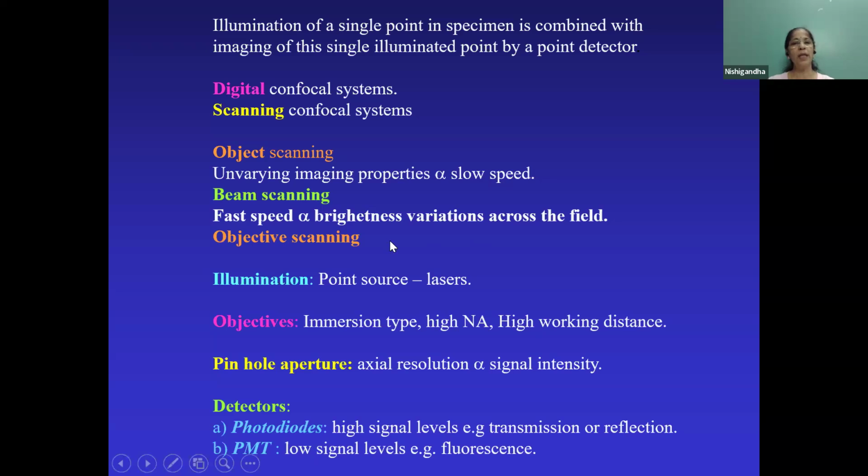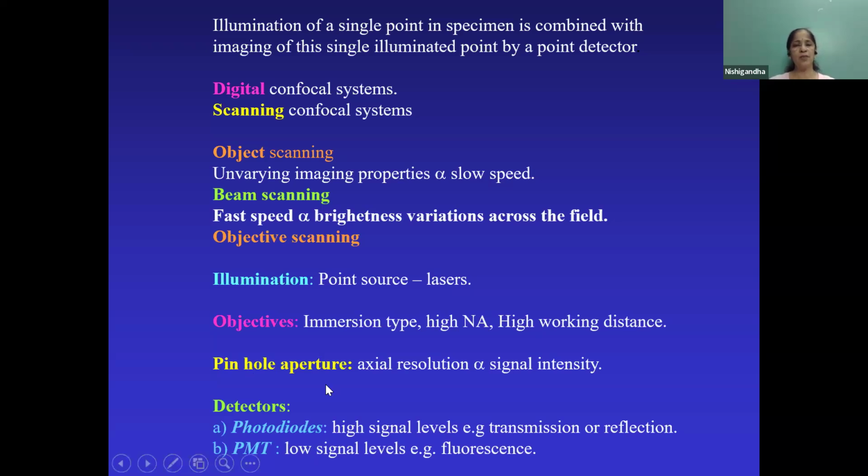What I showed you was object scanning, but objective scanning is more or less similar to that, because in this case, the objective moves up and down instead of the object, the way we had seen with the Z motor. The source of illumination is a point source like a laser. The objective generally used has a high working distance, high numerical aperture, and is of the immersion type, so that we can really handle samples like tissue or even some small animals, which I'll show you a little later.